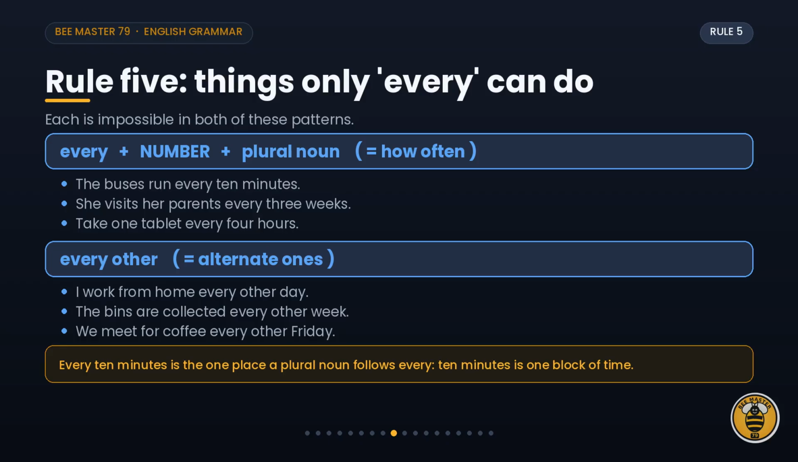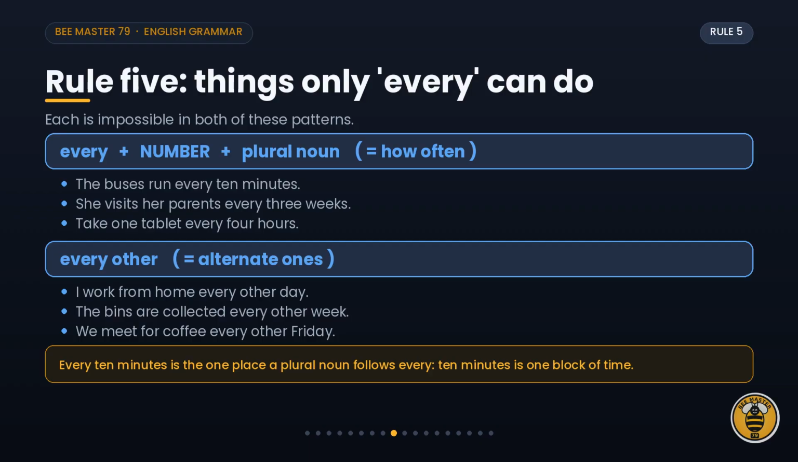Rule 5 turns the tables. There are patterns where only every is possible. The first is frequency. Every plus a number plus a plural noun tells you how often something happens. The buses run every 10 minutes. Notice that this is the one place where a plural noun does follow every, and it is because 10 minutes is being treated as a single block of time. Each is impossible here.